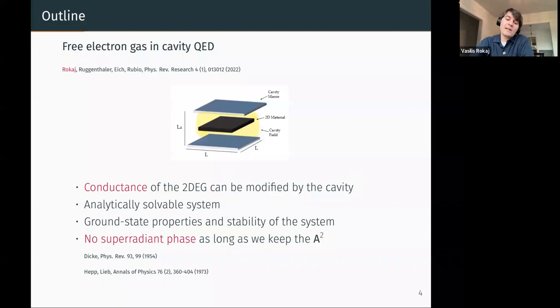And what we will see is the importance of the A squared term, the diamagnetic interaction from the cavity field, that stabilizes this system and prevents a superradiant phase transition. For those who are not familiar with this term, the superradiant phase transition is a phase that was predicted by Hepp and Lieb in the 70s to happen if you have an ensemble of two-level systems. So if you have the Dicke model, which is like an ensemble of two-level systems, you couple them coherently to a cavity, and then you see that eventually the ground state of the system gets occupied by a macroscopic amount of photons. So you have a photon condensation.